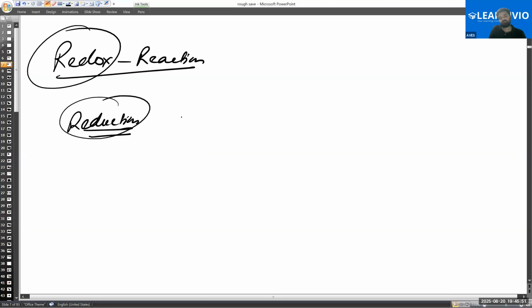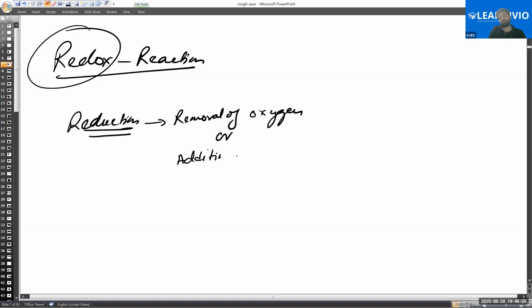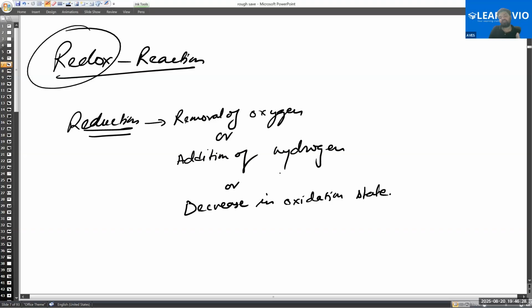Reduction means removal of oxygen, or addition of hydrogen, or decrease in oxidation state. Can you tell me that? We can write reduction or decrease in oxidation state. Okay, if any one of them is happening, then we say that reduction is taking place.